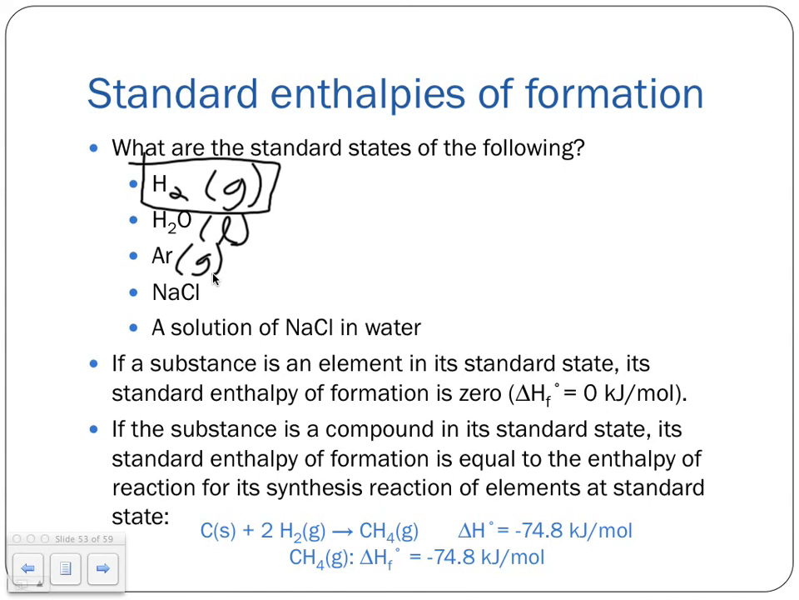Next one, NaCl. If we're talking about the standard state of just NaCl, we'd first say the pure form of NaCl, the pure form of sodium chloride, is going to be basically regular table salt. We're not mixing it with anything else based on what it says here. And so at 25 degrees Celsius, your table salt is definitely a solid. So we're going to say it's in solid form.